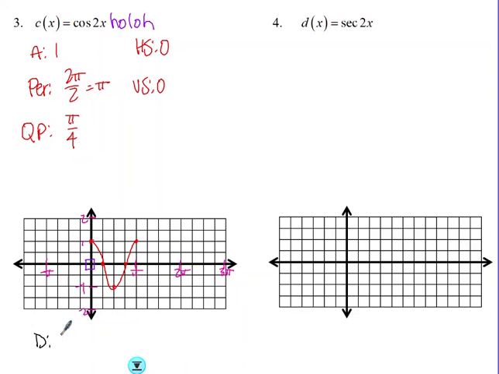The domain for this is negative infinity to infinity. The range is negative 1 to positive 1.